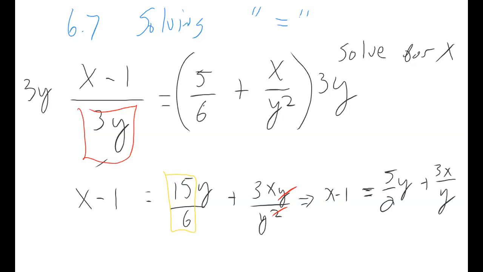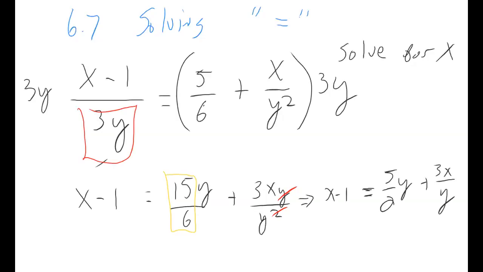All right. So I'm going to try to rewrite this on another page. So everyone, I'll give you a sec to copy this down if you need to, before I open a new page so I can put it on there. So x minus 1 equals 5 halves y plus 3xy plus 3x over y.